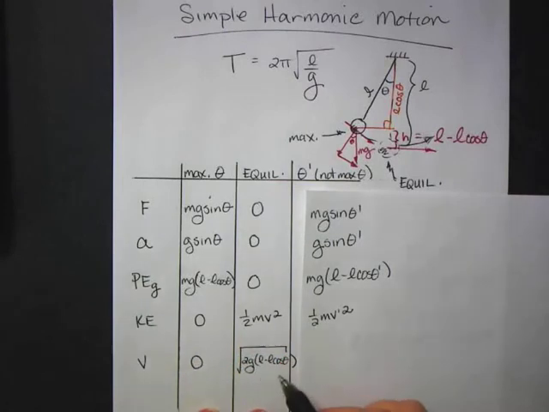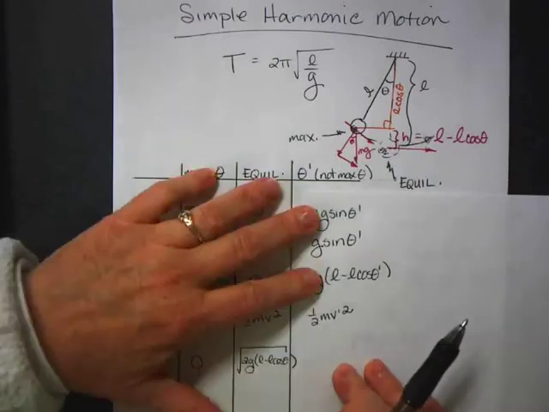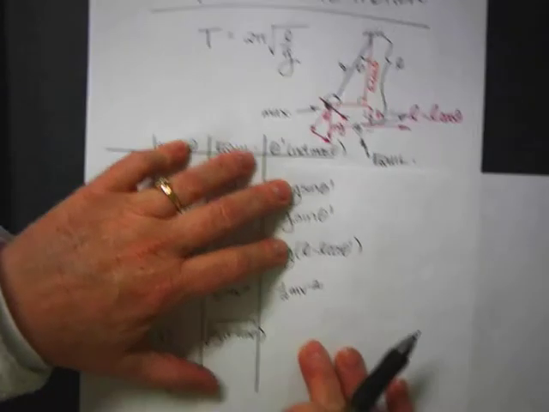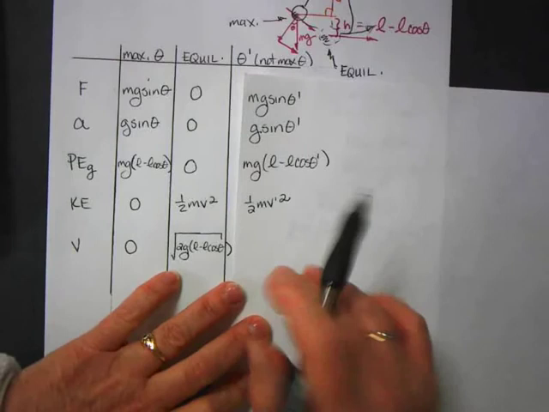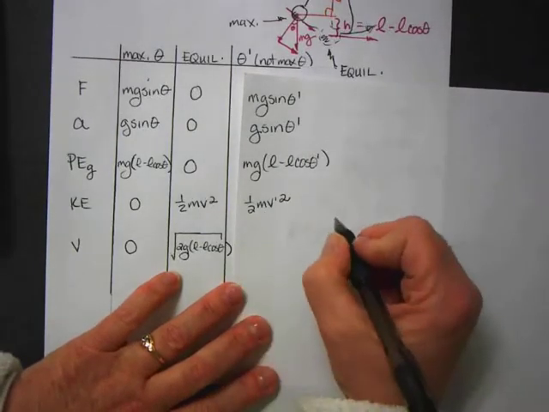And this is where it gets tricky. What happens if we want to figure out the actual velocity using potential energy and kinetic energy? So let's slide this up, and I'll show you how we're going to derive that.